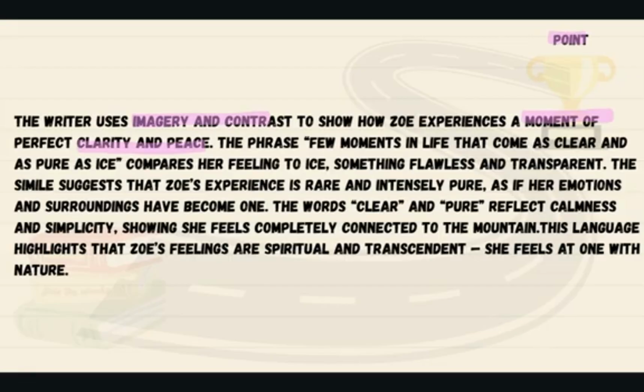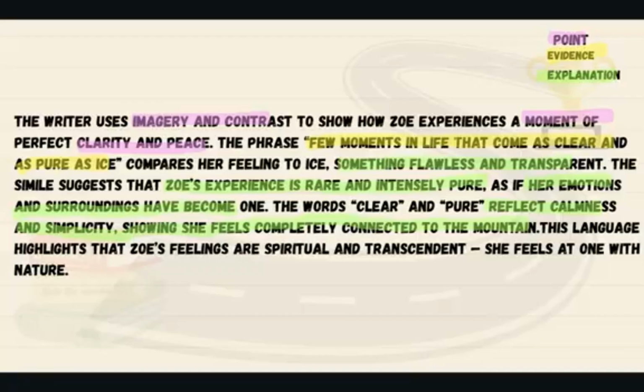If we have a go at analysing this paragraph, we can see in pink here I've highlighted the point that the writer uses imagery, contrast, and how Zoe experiences a moment of perfect clarity and peace. In yellow, I've highlighted the evidence, so this is a quote from the text. In green, I've highlighted all the explanation, which is my analysis of these quotes. And in brown, I've highlighted the link back to the focus of the question.